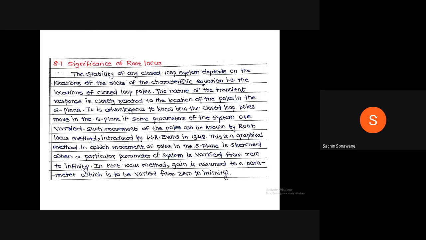Evans in 1948. This is a graphical method in which the movement of poles in the S-plane is sketched when a particular parameter of the system is varied from 0 to infinity. In the root locus method, gain is assumed to be the parameter which is to be varied from 0 to infinity.